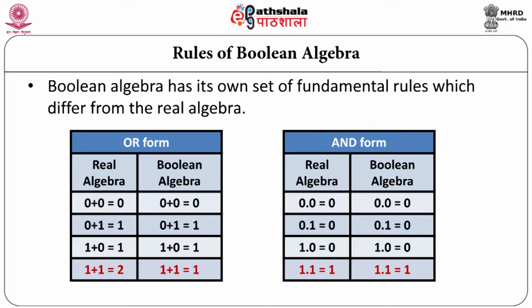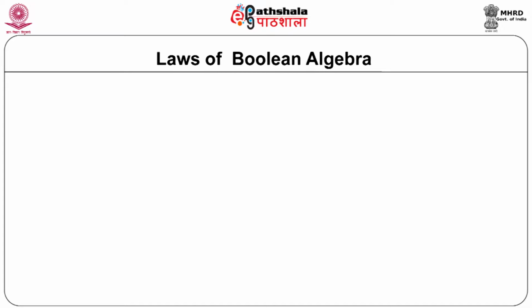Note that a sum term is equal to 1 when one or more inputs are 1 in the term. A product term is equal to 1 if and only if all the inputs in the term are at logic 1. The product term is equal to 0 when one or more inputs are 0. Similar to real algebra, the Boolean algebra also possesses certain well defined rules and laws. Let us now discuss the most important laws of Boolean algebra.